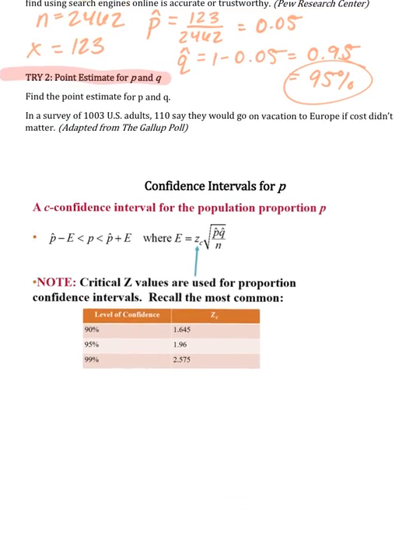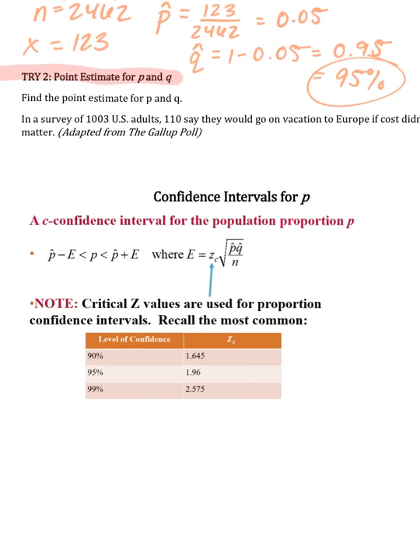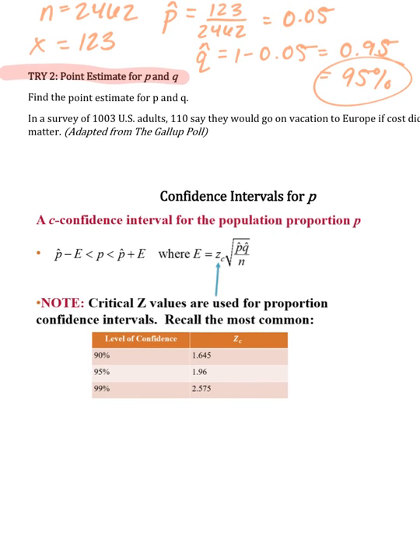All right, so now constructing confidence intervals. And like I said before, a lot of the steps are going to be the exact same as what we've been doing with our confidence intervals, but the formulas might be a little bit different. So as you can see, our formula for E is a little bit different. It's our critical value for our confidence level times the square root of p hat times q hat all over n. Okay, and ZC is still that critical value.